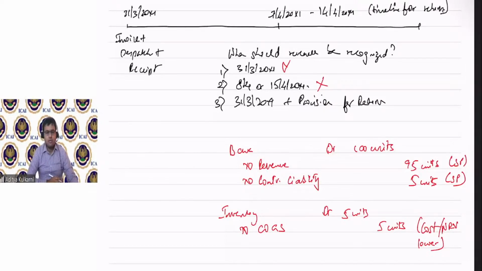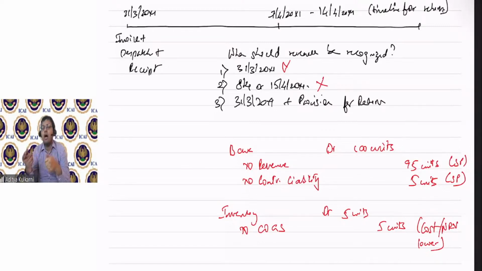Anybody has any doubts? So therefore, booking all sales on 31st March X1 is not right. Postponing all sales to 8th April or 15th April is also not right. Booking on 31st March with a provision for return is the right way going forward, but with a modification. We will not call it a provision for return, we will call it a contract liability.